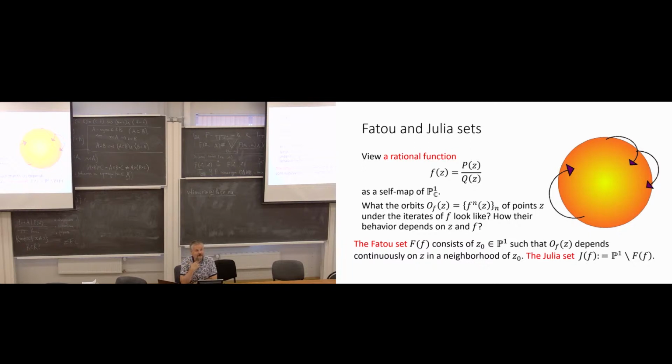So I'm not sure if it's enough to require the continuity at just one single point. I said that a point belongs to the Fatou set if the orbit depends continuously on the initial point in some neighborhood of this initial point. The question is whether it's enough to require that the continuous dependence holds just at this point rather than in the neighborhood.